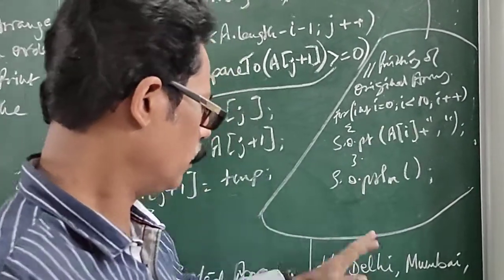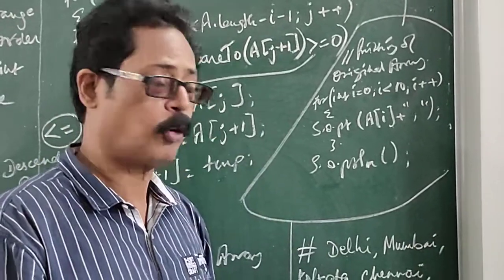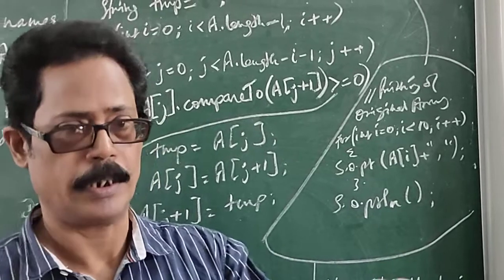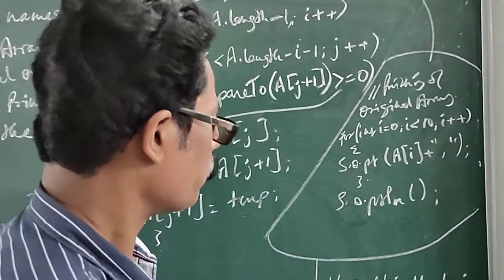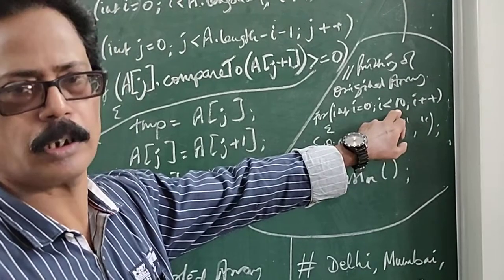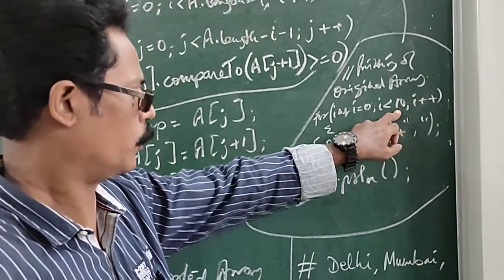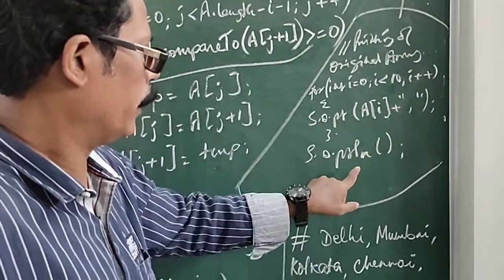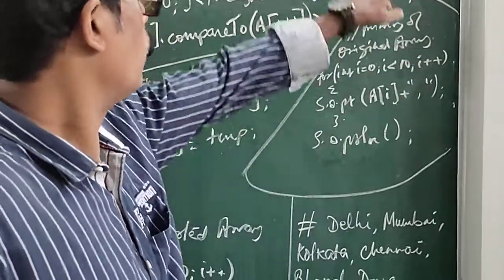Because maybe during the examination you might forget. There are 7, and by mistake you might write 6, or by mistake you might write 8 also. It is possible. So to avoid such mistakes, you straight away write a dot length. Remember the name of the array, and that's it. Then print the array as it is, and move on to the next one.